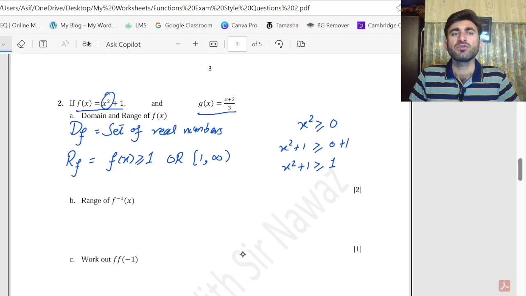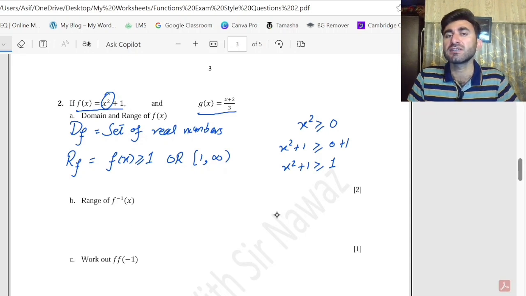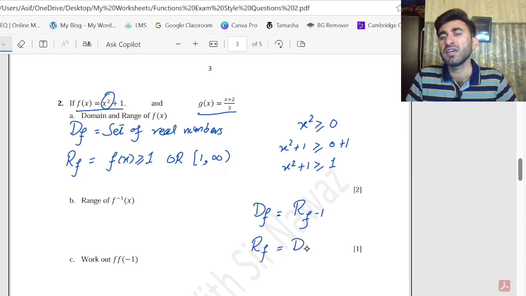And coming to the B part, where it said range of f inverse of x, we have already stated in earlier videos that the domain of a function equals the range of the inverse of that function, and the range of function f will be equal to the domain of its inverse function. Now because it asked for the range of f inverse, it shall be equal to the domain of function f, which was the set of all real numbers.